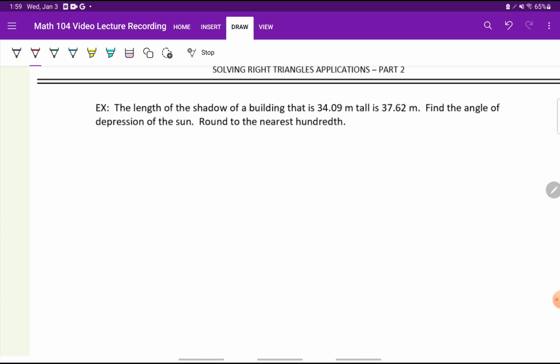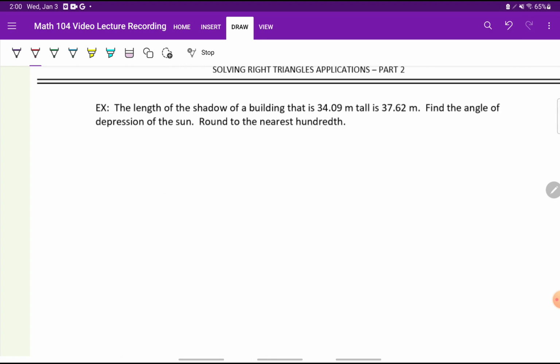All right, let's try another one. The length of the shadow of a building that is 34.09 meters tall is 37.62 meters. Find the angle of depression of the sun. We'll round our answer to the nearest hundredth.